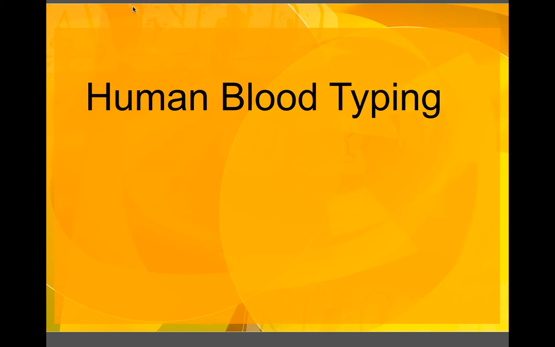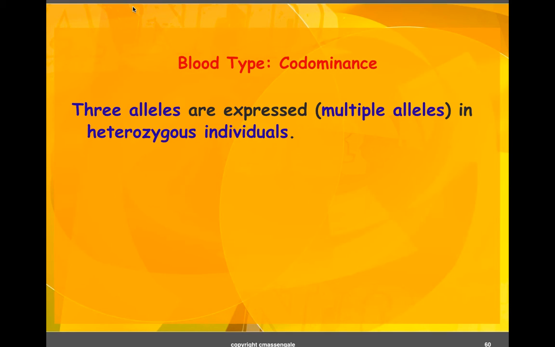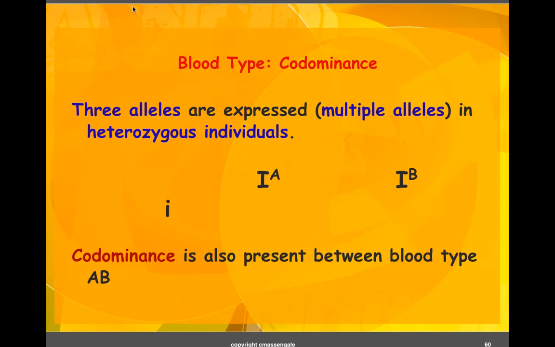So today we're going to talk about human blood typing. Blood typing is a type of codominance, and it also involves multiple alleles, because there are three alleles that are expressed in heterozygous individuals. The three different alleles are lowercase i, capital I superscript A, and capital I superscript B. Codominance is also present between blood types A and B.